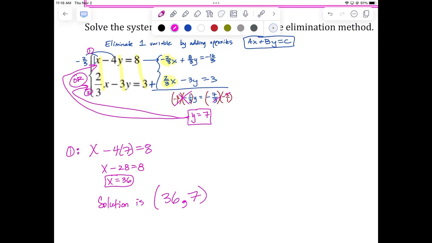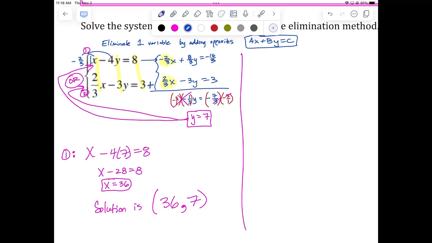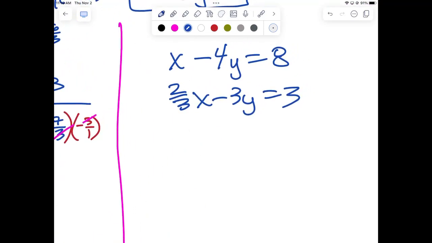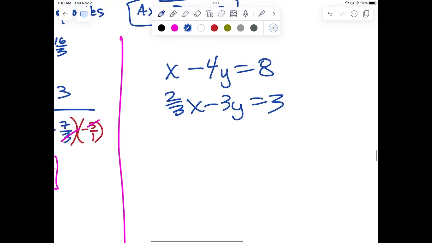Is that the only way to do that? No. Let me show you another way. As long as you're eliminating a variable, you could do it any number of ways. x minus 4y equals 8. 2/3 x minus 3y equals 3. This is where some people multiply everything through by 3 because they're afraid of the fraction. But I'm not afraid of the fraction. So I'm just going to leave it. Here's what you could do.